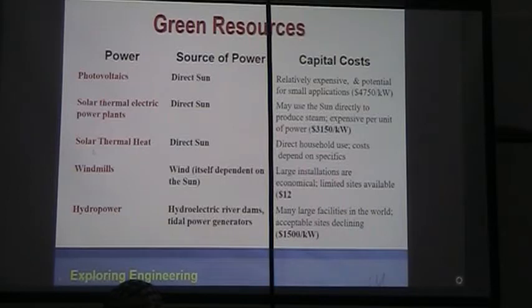Solar thermal heat is a relatively cheap way to try and recover some of the sun's energy. Again, we use the direct sun. We use that usually in some kind of household use, or in recent years, commercial buildings have actually begun to do more capturing of the sun to heat the building.